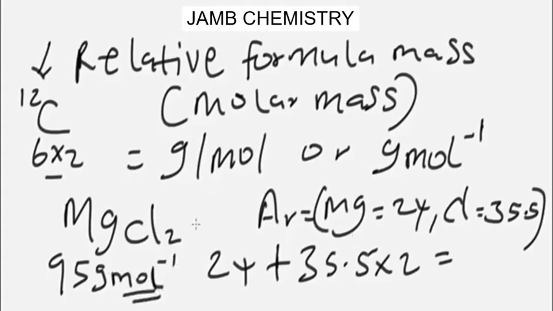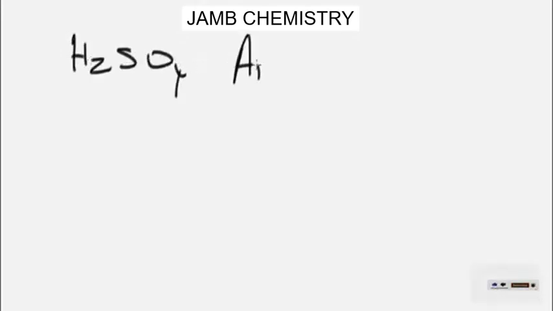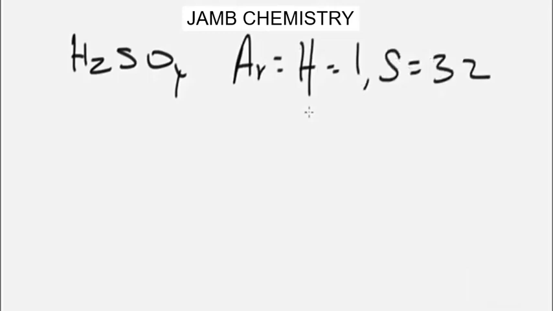Now let's wipe this. Let's look at another example, very, very interesting, guys. Let's look at this compound. This is sulfuric acid, so you have H2SO4, and we are given the relative atomic mass of hydrogen to be 1, that of sulfur to be 32, and that of oxygen to be 16. Feel free to pause this video and see if you can figure this out. We have to find the molar mass of this compound or the relative formula mass. Let's do it together.